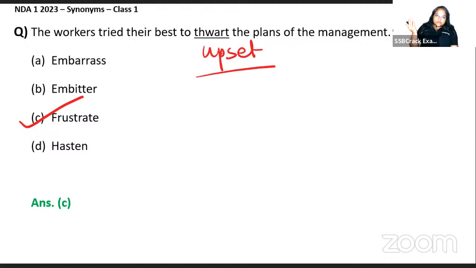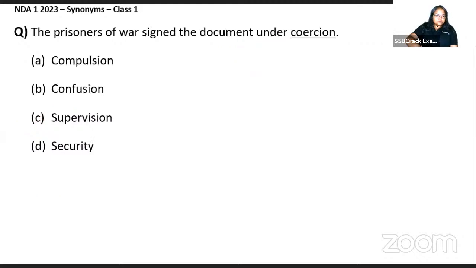Destroy. Okay. Now moving on to the next and the last question.